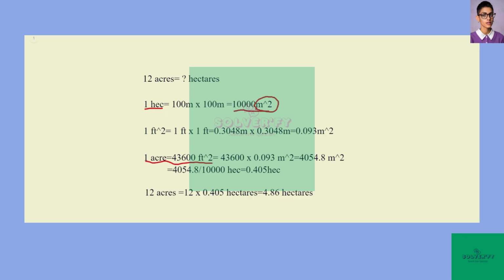Given this information, 43,600 feet squared equals 1 acre, and we can first find out how many meters squared equal 1 feet squared. Here is how we do it. We first, by definition, expand it into 1 feet times 1 feet, and then we know that 1 feet equals 0.3048 meters. So by doing the math, we can easily get that 1 feet squared equals 0.093 meters squared.